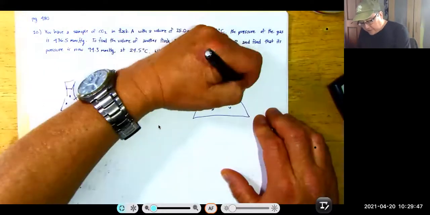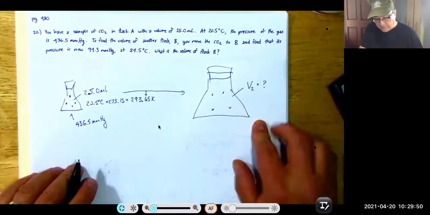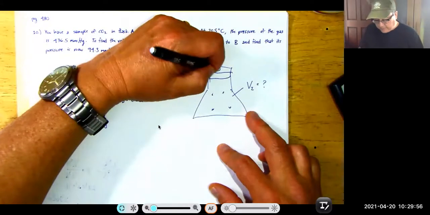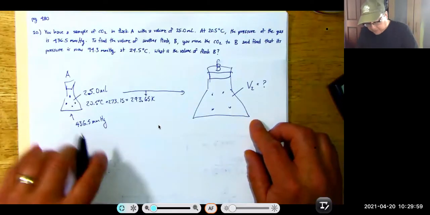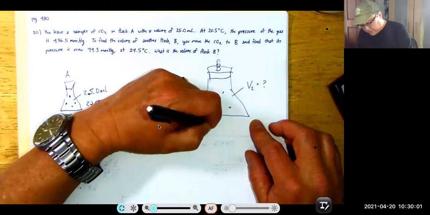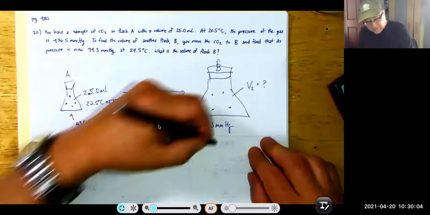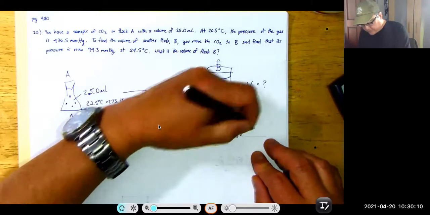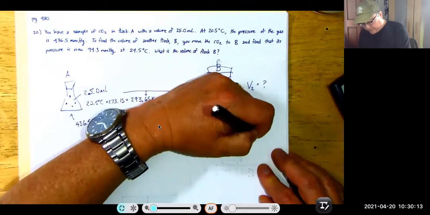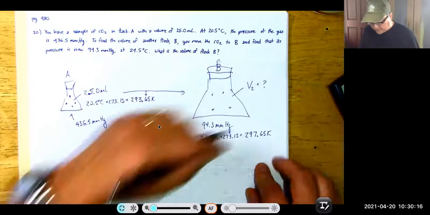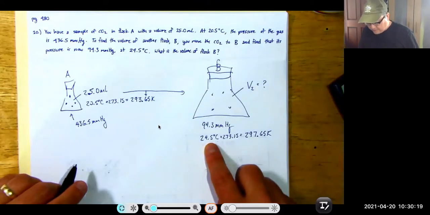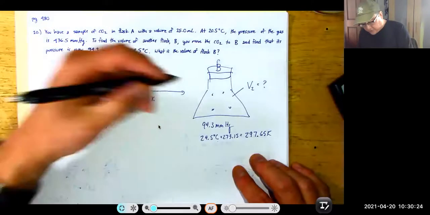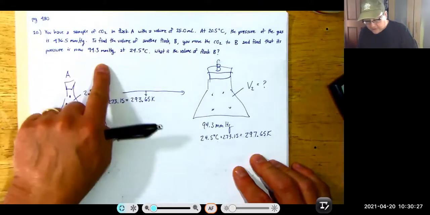So here we've got the V2, which is what we want to know, the volume of flask B. So here's flask A, and here's flask B. Okay. And you find that the pressure is 94.3 millimeters of mercury. And the temperature is 24.5 degrees Celsius plus 273.15, which is equal to 297.65 K. If I did that right. So that looks right. Okay. I already got the temperature and I got the pressure.